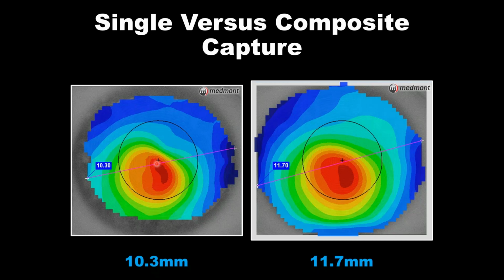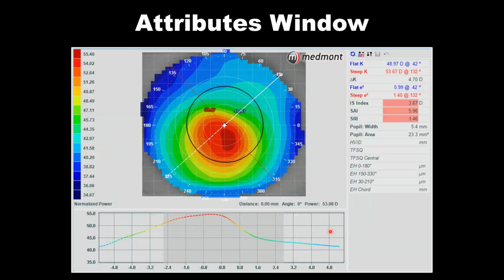The Medmont takes an incredibly big area of data. As a small cone topographer, it automatically gives you a large surface area of capture. But with the composite feature, you can get even larger in area of analysis. So related to large diameter rigid lenses, related to scleral lenses, this is the tool that you want to use with every one of your captures.